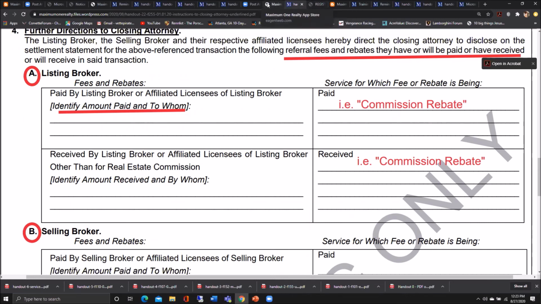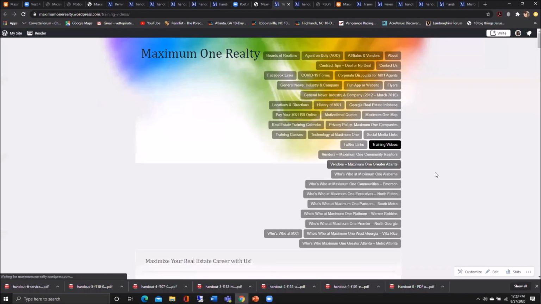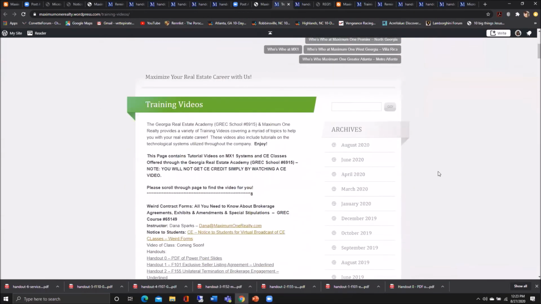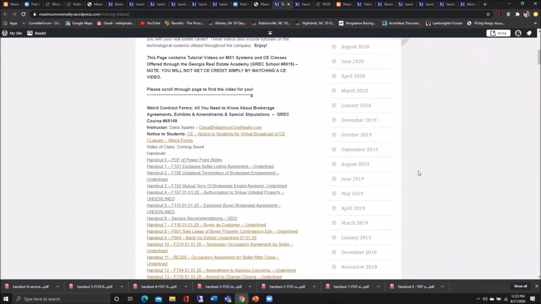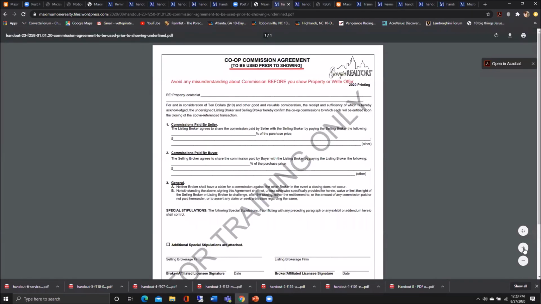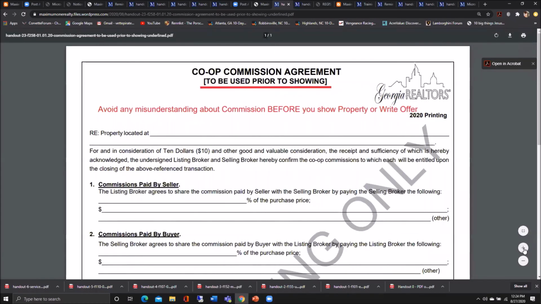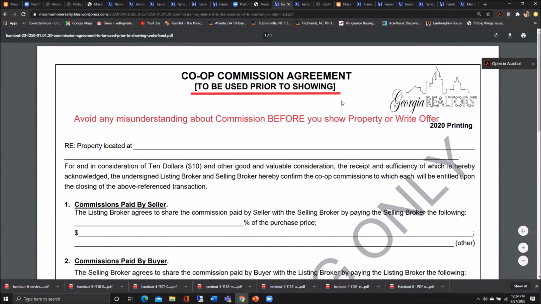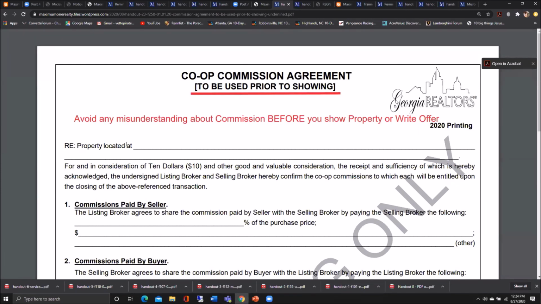Now, there is another form, and you guys, there are sometimes some issues with commission for a selling agent, especially with new construction, or there can be all kinds of discrepancies. I want to bring to your attention, there is another form. It is GAR F258, and it is called Co-op Commission Agreement, to be used prior to showing. You would absolutely want to use this to avoid any misunderstanding about commission before you show the property or write the offer. That could be with a co-op agent. That could be new construction that's not yet listed in FMLS or Georgia MLS or any MLS system.